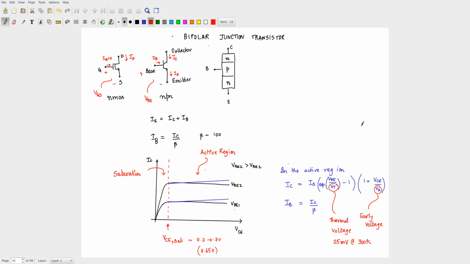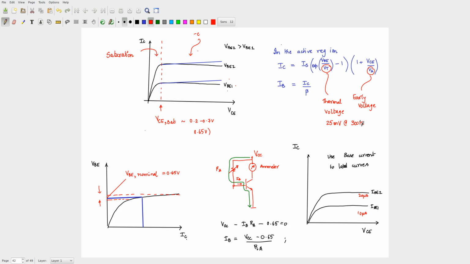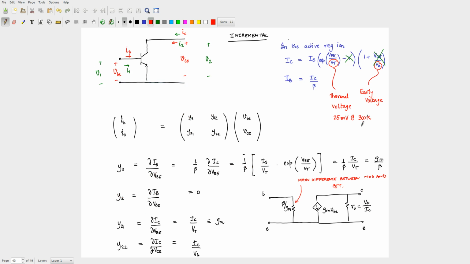Look at its large signal characteristics, get a feel for what the small signal equivalent circuit should be. Understand that the main difference between this and the MOS transistor is the existence of this input resistance, which means that your base current is not 0. So you have to keep that into account when you are designing circuits.